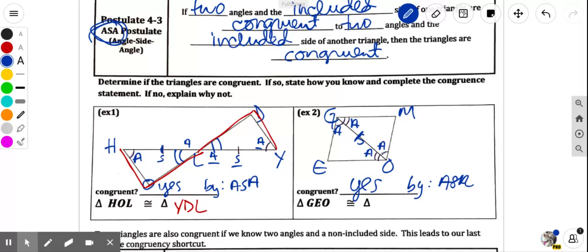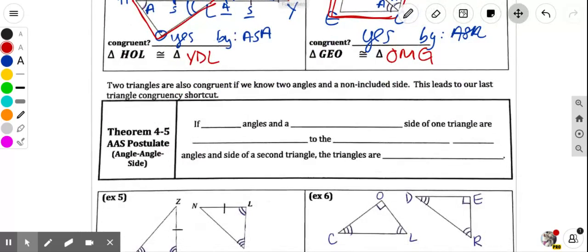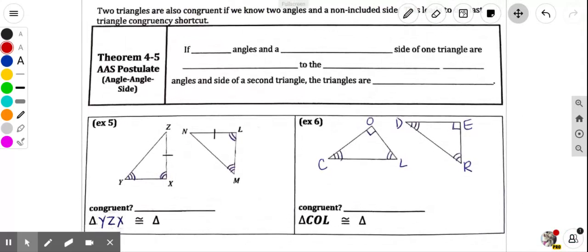And then for this statement, let's see, GEO. So from one arc to none to two. So one to none to two, it's going to be OMG. So that's angle, side, angle. And this last one is called angle, angle, side. So this one is still two angles and a side, but now it's a non-included side.